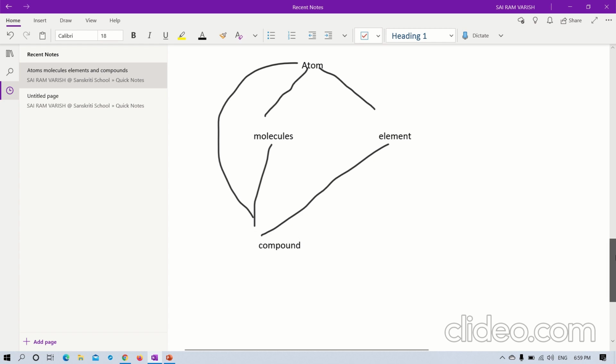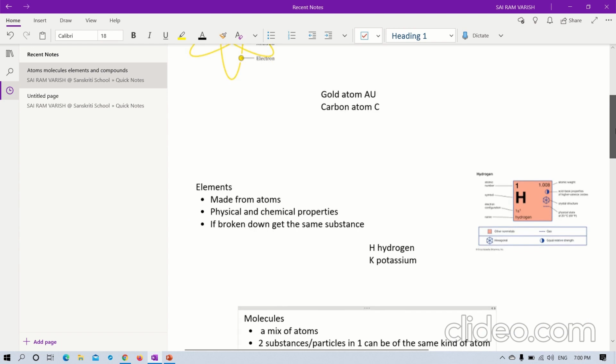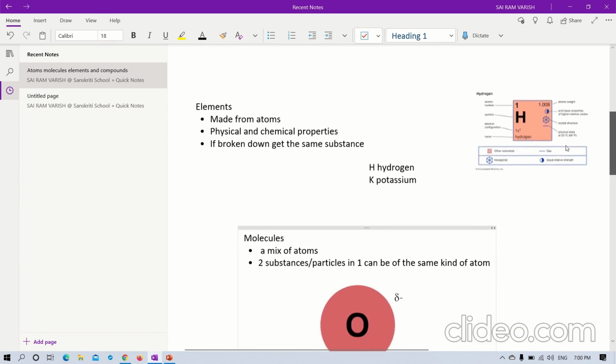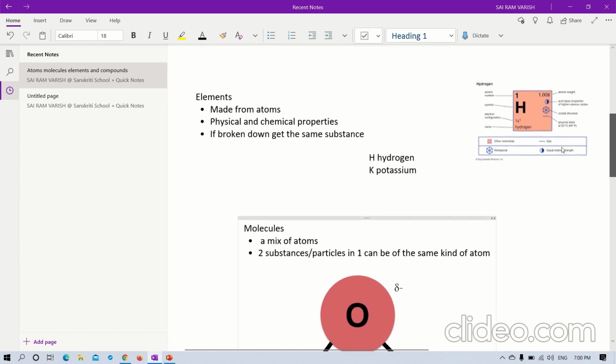So now let us summarize what we have learned from the start. Atoms are the smallest particles which are present, and they make up more complex particles like molecules and elements. Now, atoms are the smallest things in the universe, and there are examples of atoms like the carbon atom and the gold atom. And next come the elements. Now, elements are made from atoms. They have certain physical and chemical properties, and if we break down an element, we get the same kind of element. Hydrogen and potassium are examples.